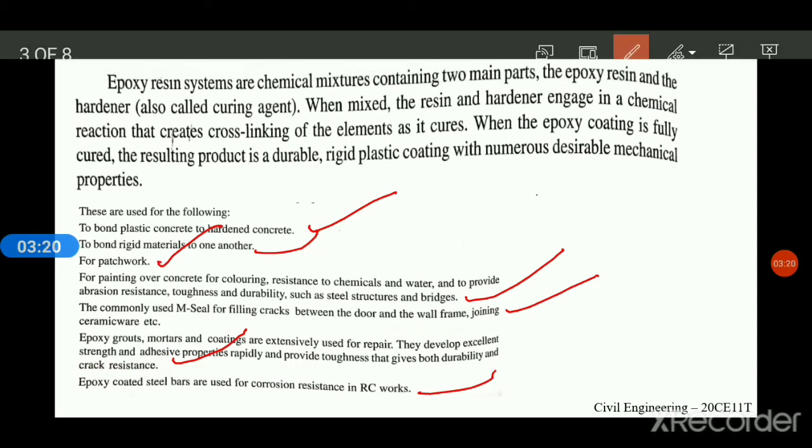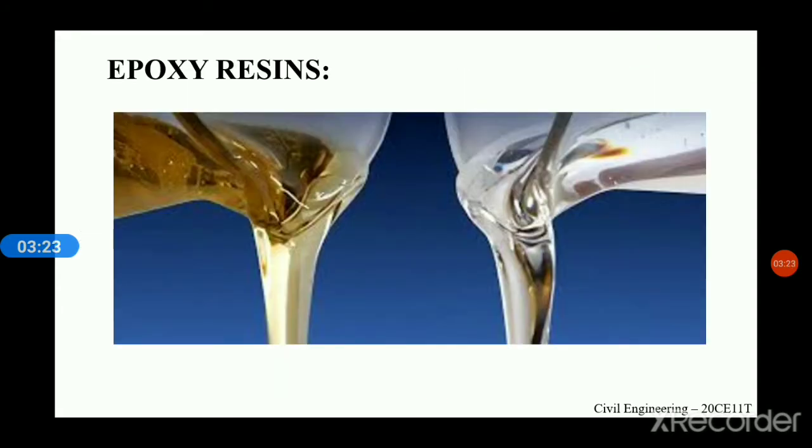Okay, I repeat, it is a chemical mixture containing epoxy resin and the hardener. When mixed, the resin and hardener engage in a chemical reaction that creates cross-linking of the elements. When it is fully cured, the resulting product will be a durable, rigid plastic with desirable mechanical properties.